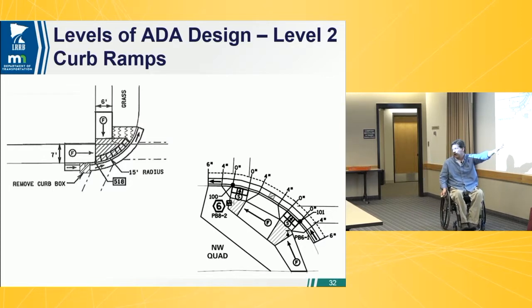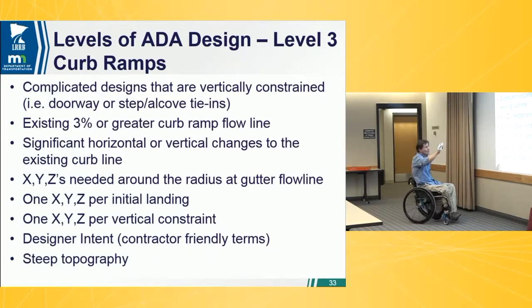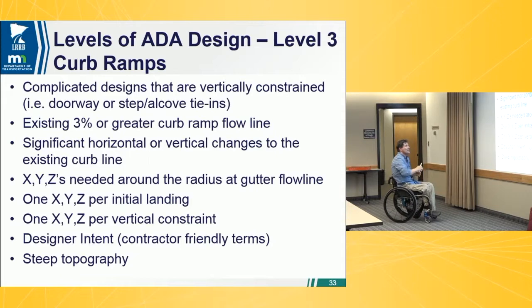That's the signalized quadrant we looked at this morning. Have the XY control points. Level 3, this is where you want to put a lot of time. Complicated designs that are vertically constrained, such as doorways, steps, alcoves, tie-ins. Existing slopes, 3% or greater. So if you're at that steep slope, we're talking about tabling it.